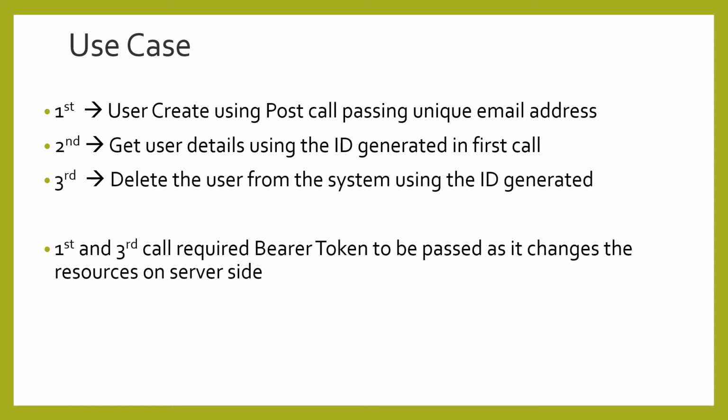The third call that we will make will delete the user we just created. To delete the user, we will again use the ID which was generated as part of the first call. One thing to note here is that the first and third calls require the bearer token to be passed as a header, because those calls actually make changes to the resource on the server side. The GET call is a safe call, as they say, and it doesn't change anything on the server side. So let's open the Postman application and see how we can implement the API workflow for this particular use case.